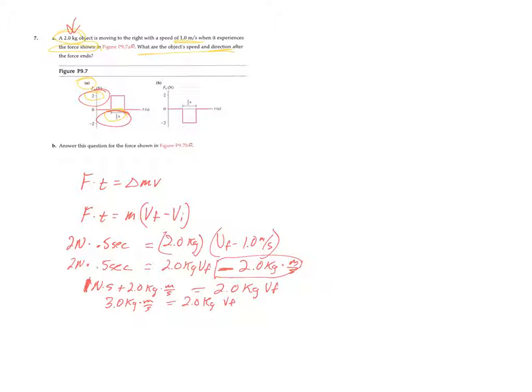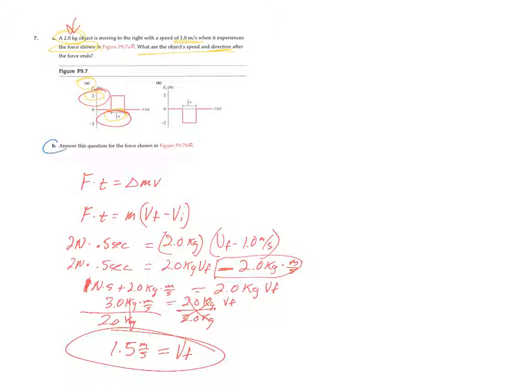how do you get VF all by itself? Let's get rid of this 2 kg from both sides. Kg is gone. Bye-bye. 3 over 2. Isn't that 1.5? And meters per second is my VF here. Oh, we got a B to do here. Sorry. A little early for the woo-woo there.